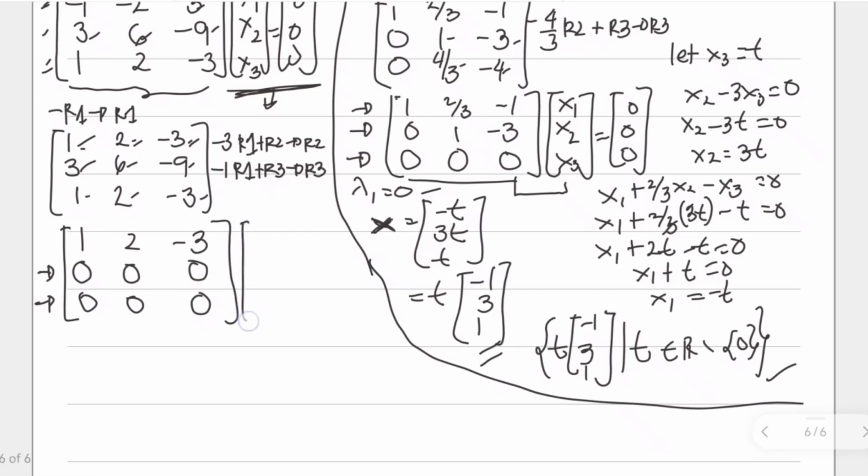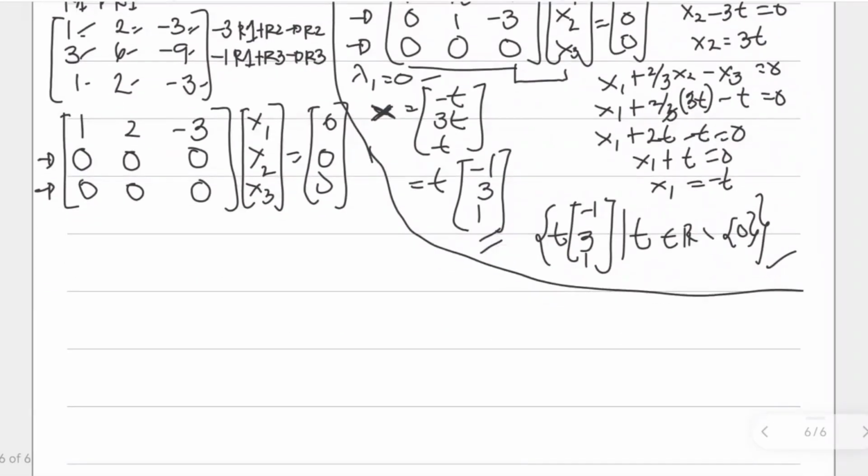Now from that, let's return x sub 1, x sub 2, and x sub 3. Equate it to 0, 0, and 0. We only have one equation now. We have x sub 1 plus 2x sub 2 minus 3x sub 3 equal to 0.